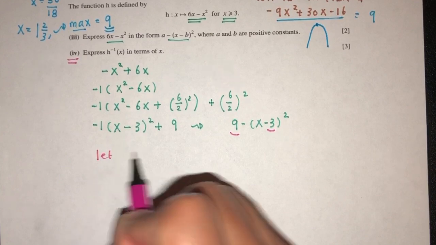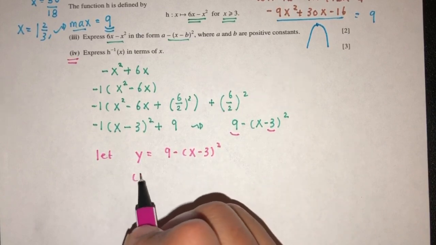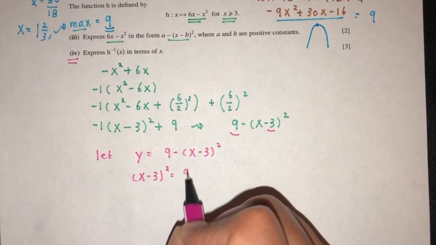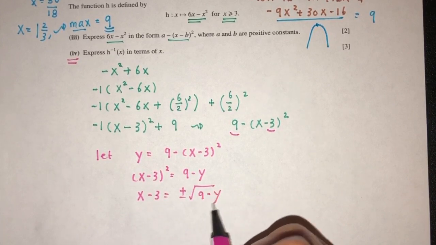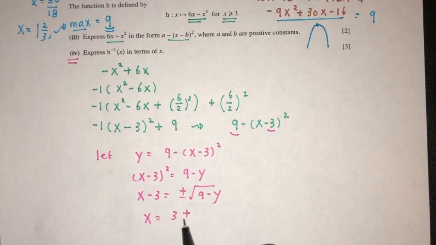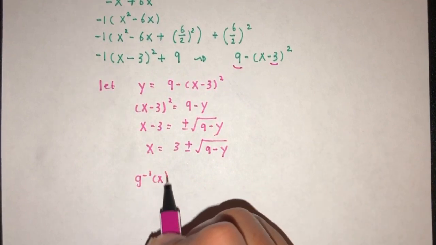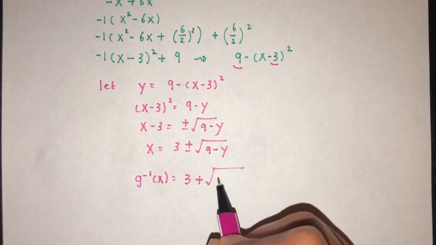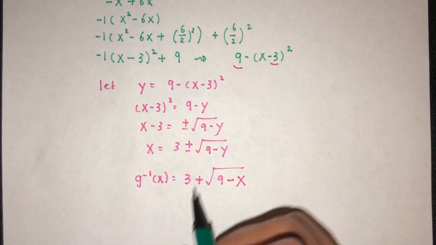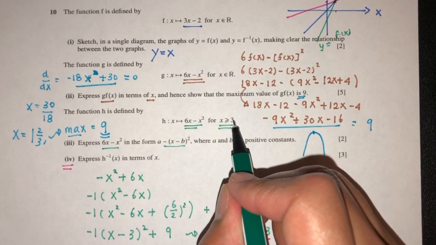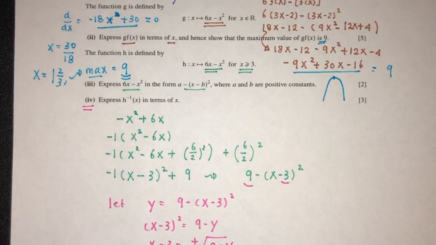So let y equal to h. So x minus 3 square is equal to 9 minus y. x minus 3 will be plus minus the square root of 9 minus y. x will be 3 plus minus the square root of 9 minus y. But now obviously you will take the value in terms of x, and the value of positive, 9 minus x. The reason why we take plus here is because it is defined by x more than 3. Okay, that's why. Okay, and that will be your question. We have to express h inverse in terms of x.